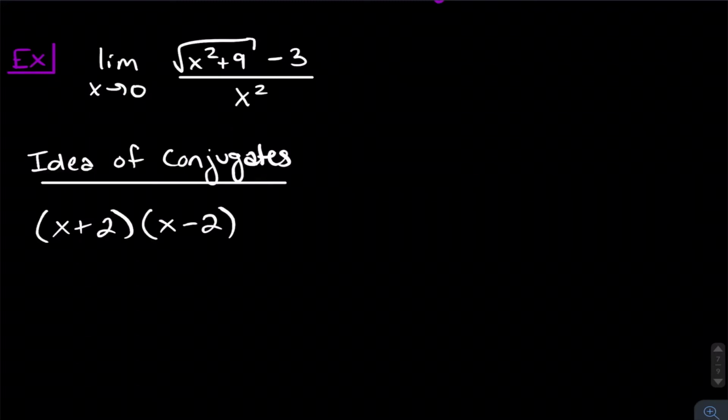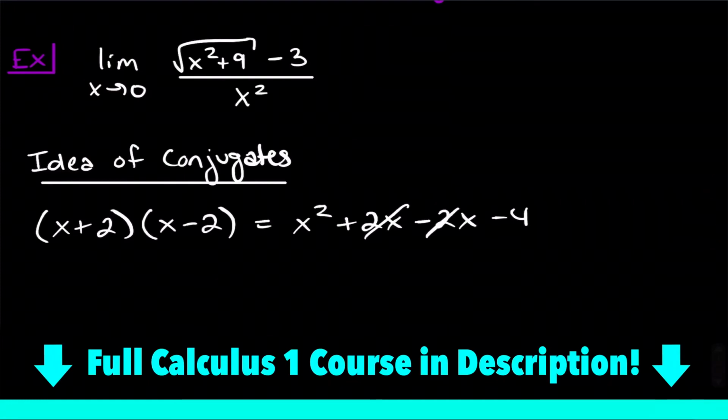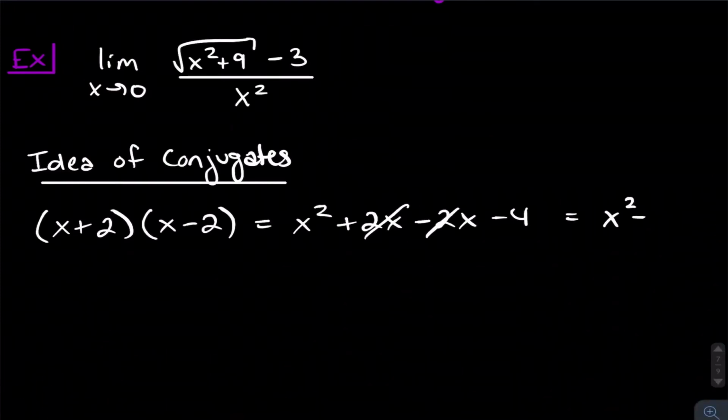Well, what ends up happening is if we actually multiply these two out, we get x squared plus 2x minus 2x minus 4. And so the middle terms go away and we're just left with x squared minus 4. Okay? That becomes useful for radicals. I'll show you that in a second, but notice here that this is strongly correlated to difference of perfect squares, right? The x squared minus 4 is a difference of perfect squares, and when you factor that, you get two conjugates.